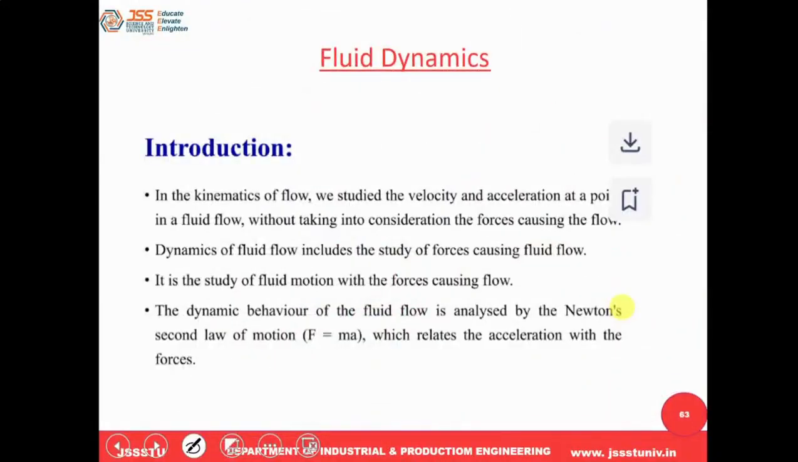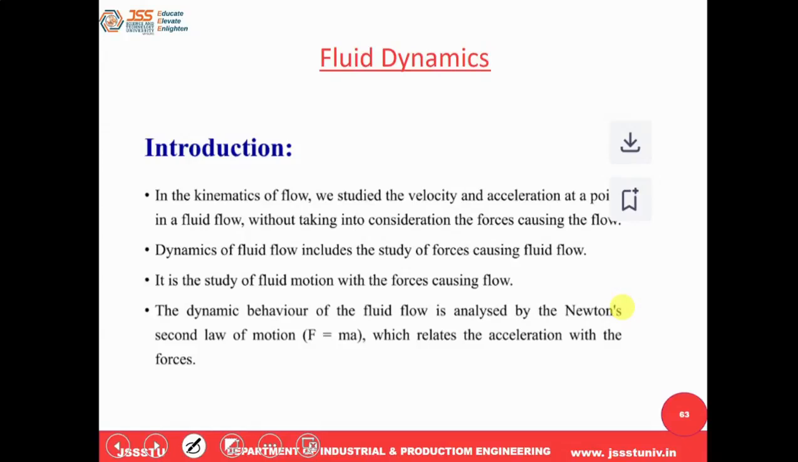Hope you are clear on the kinematic part. Now we are entering the dynamic part. As I told you, dynamics is also the study of fluid in motion, but along with that we are going to consider the forces. Things become a bit complicated here, but this is the practical way. When you are going to design anything, we deal with fluid dynamics only. So the maximum part of fluid mechanics is dynamics.